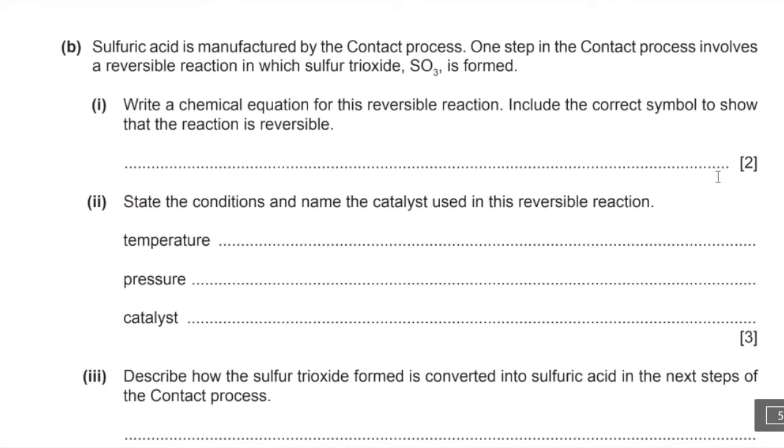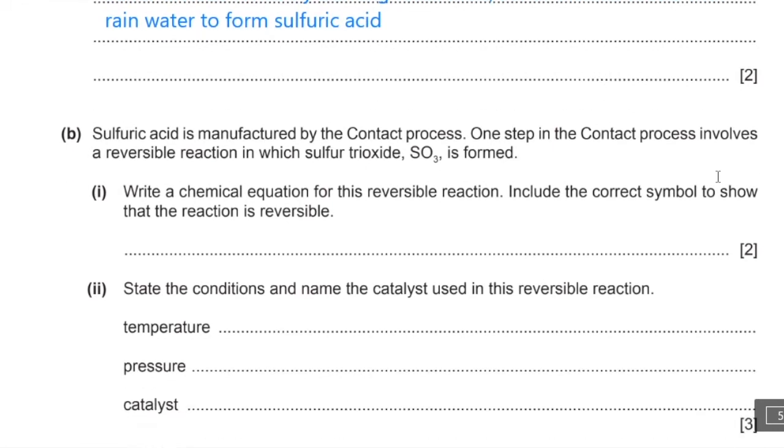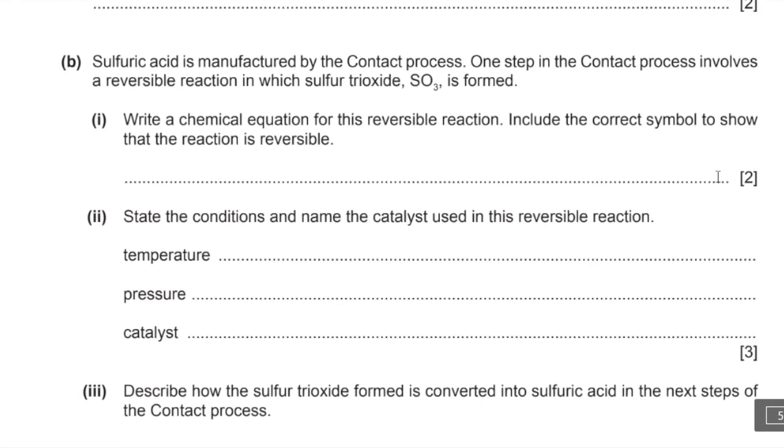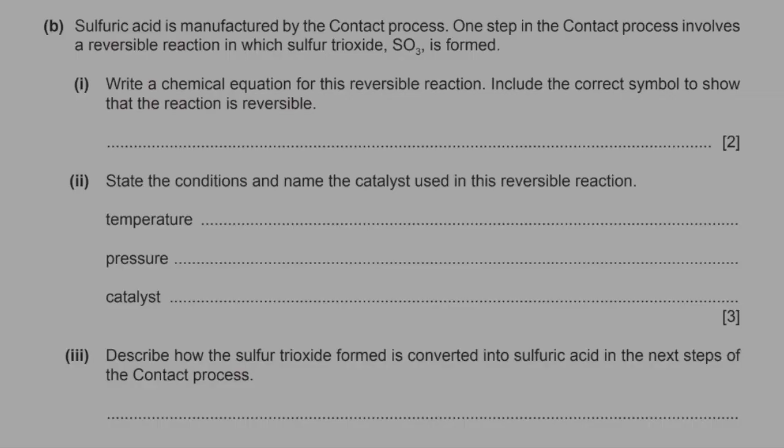Sulfuric acid is made by the contact process. One step in the contact process involves a reversible reaction in which sulfur trioxide is formed. Write a chemical equation for this reversible reaction and include the correct symbol to show that the reaction is reversible. So you start with sulfur dioxide, which reacts with oxygen to form sulfur trioxide, and this is a reversible reaction.